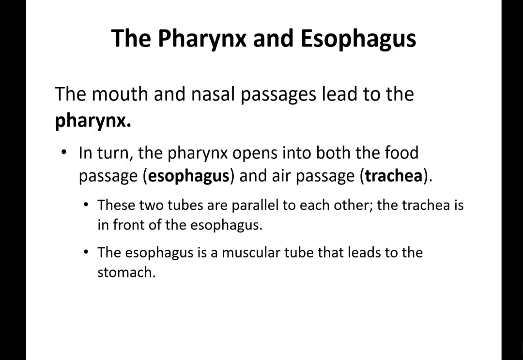The pharynx is a portion of the digestive tract between the mouth and the esophagus that serves as a passageway for food and for air on the way to the trachea. These two tubes are parallel to each other. The trachea is in front of the esophagus, and the esophagus is the muscular tube that leads to the stomach.